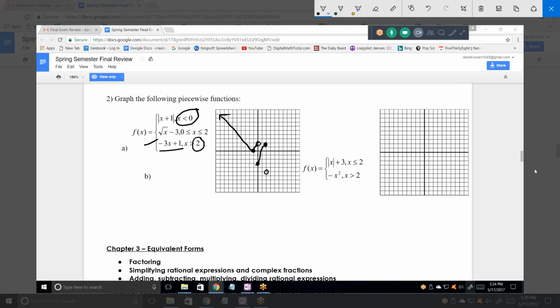Negative 3. Okay, well, how do you get a slope of negative 3? I go down 3 and to the right 1. So now all I got to do is finish drawing that line, that straight line. There is my piecewise function.